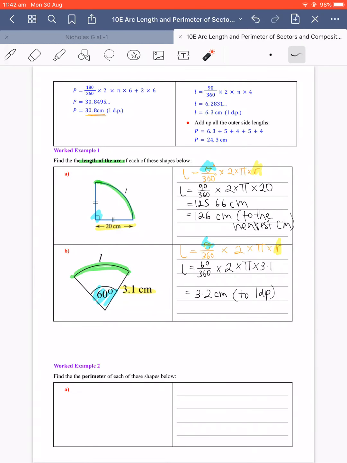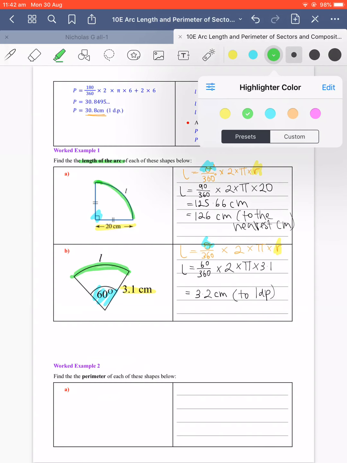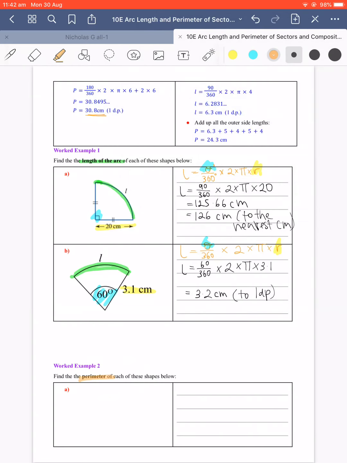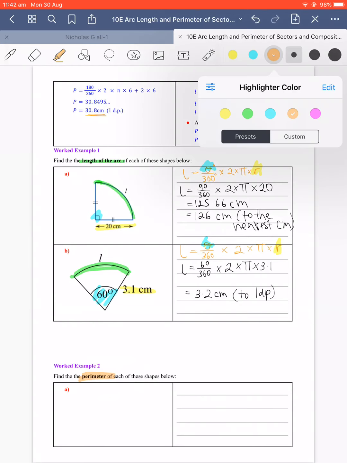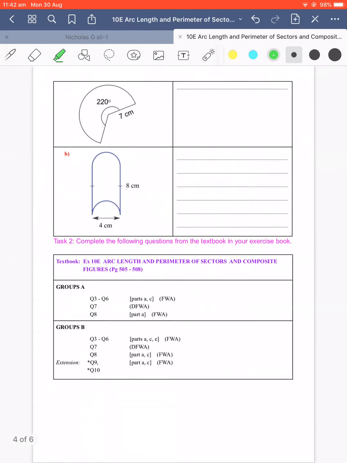Now let's hop on to our second example. This one we are finding our perimeters. Keep in mind what you are doing at any given time to make sure that you have the correct thing that you are looking for. This time we are looking for perimeters, so let's see what we can do for the perimeter.